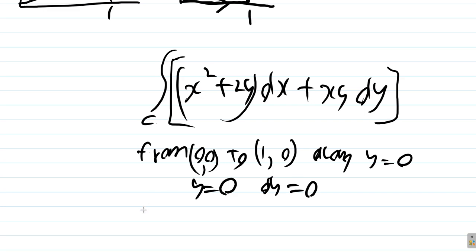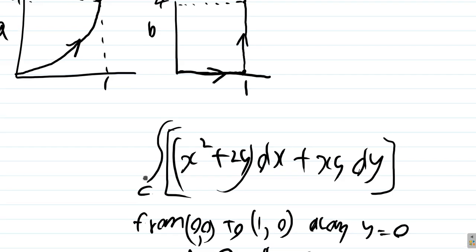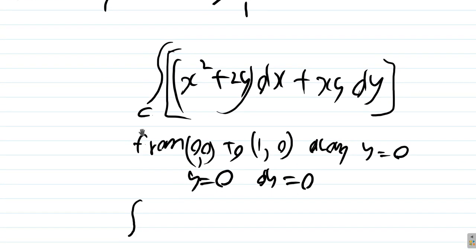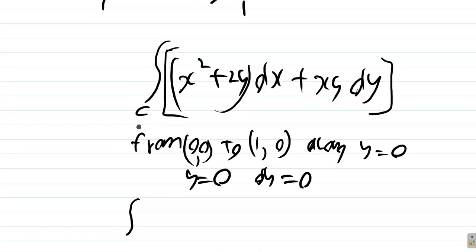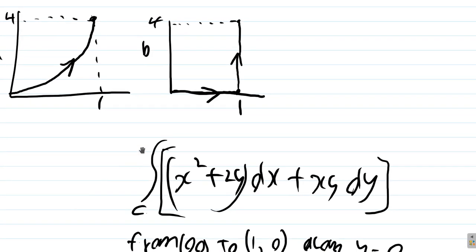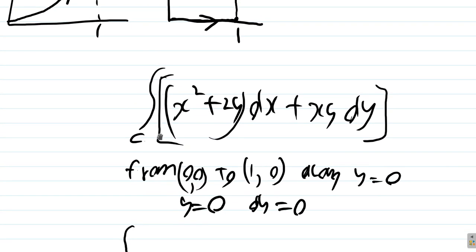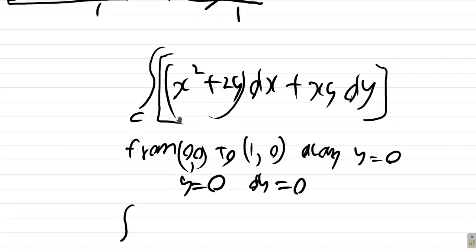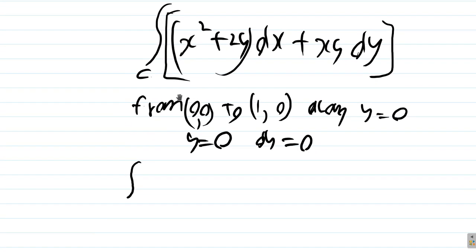So when you do this, you are integrating. Here, only dx would work out, because dy is 0, so you'd have only a dx, and y is 0 too. Let's set up the equation first.